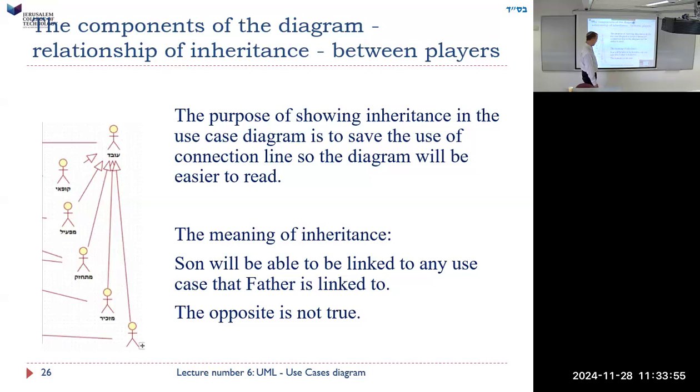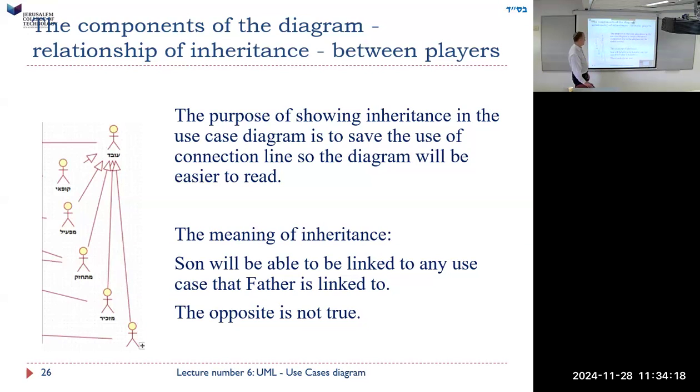What's the purpose of showing you here? Just write all the names. It's just to save the use of connection lines so the diagram is easy to read. Because let's say all these people can do a certain thing, then I have to write lots and lots of lines to that thing. Everybody's going to line to that, and also to that, and also to other things. So I can just make one worker who can do everything.